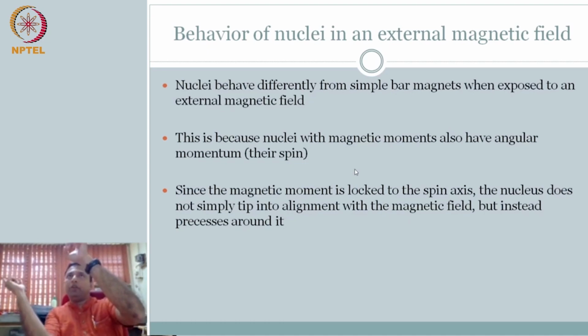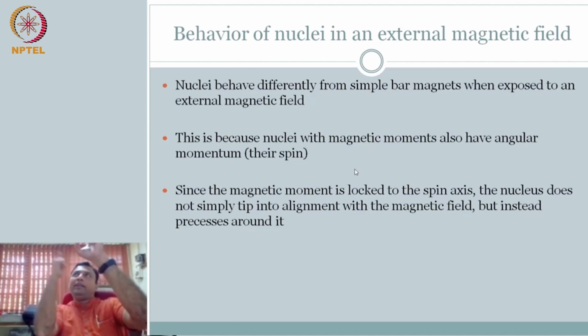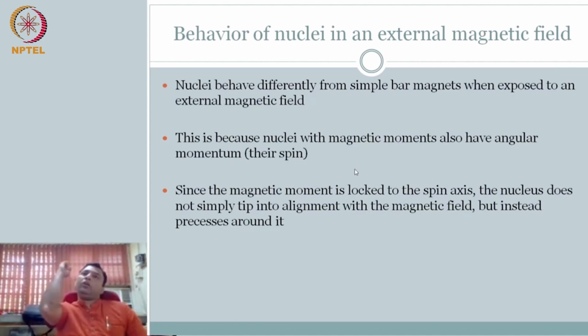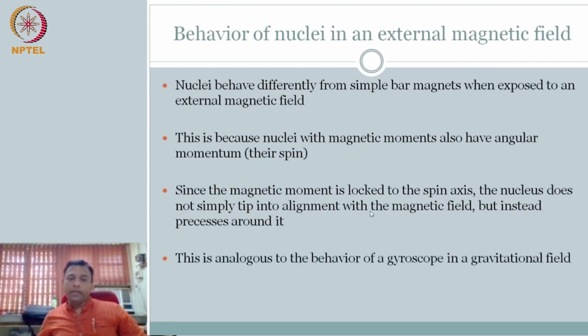You would expect the bar magnet to come like this, whereas because this is spinning, it's not going to come like that. It will try. It will go around. It will spin, but it will go around. Spinning gives its magnetic moment, but the angular momentum makes it precess around the external magnetic field direction. Since the magnetic moment is locked to the spin axis, the nucleus does not simply tip into alignment with the magnetic field, but it precesses around it. Okay, so this is very analogous to the gyroscope in a gravitational field.